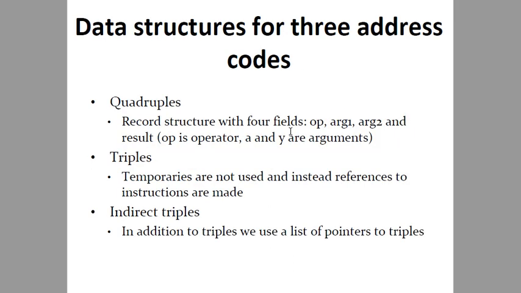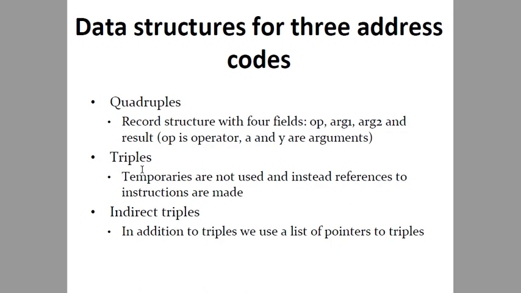A quadruple is a record structure with four fields: op, meaning the operator, argument 1, argument 2, and the result. Triples are where temporaries are not used and instead references to instructions are made. Indirect triples are, in addition to triples, a list of pointers to triples. Sorry, over here A and Y are arguments, so it should be arg1 and arg2 instead of A and Y. Please consider this a mistake and correct it for your reading purposes.